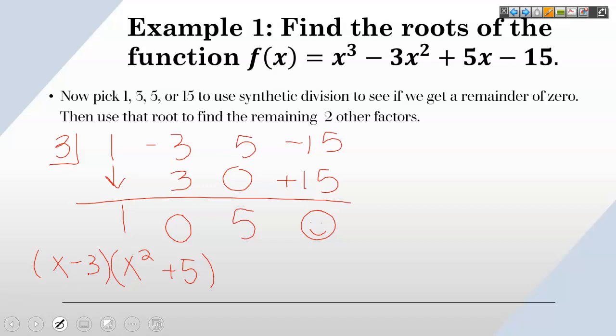The remaining stuff is x squared plus 5. If I wanted you to solve that further, that means x equals 3 is my real positive root. And x squared equals negative 5, or x equals plus or minus i square root of 5 are my 2 imaginary. Go back up, look at Descartes' rule. What did it tell me? It told me I have 1 or 3 reals, 2 or none imaginaries. I ended up with 1 positive real, 2 imaginaries.